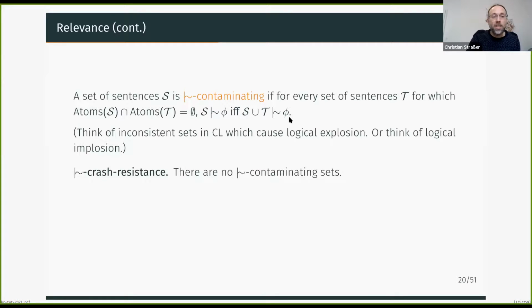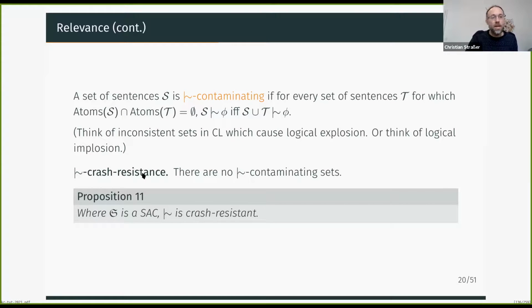And indeed, crash resistance says we don't want to have any contaminating sets. They shouldn't exist. So this is another rationality requirement. Our entailment relation should be crash resistant. It should never be the case that any set of sentences contaminates information. And indeed, we can prove that. This is usually just a corollary to non-interference. So under very simple requirements, this directly follows from non-interference, which is nice.